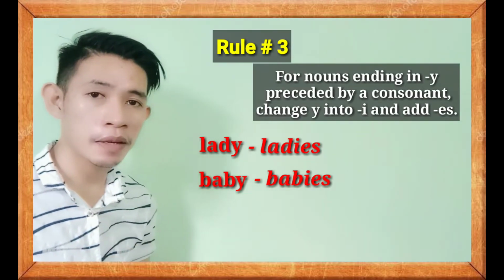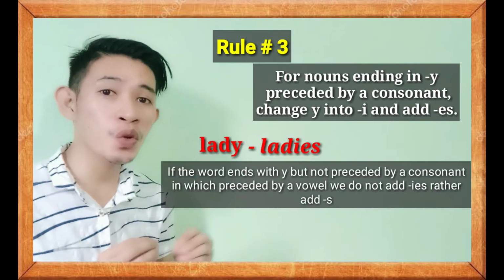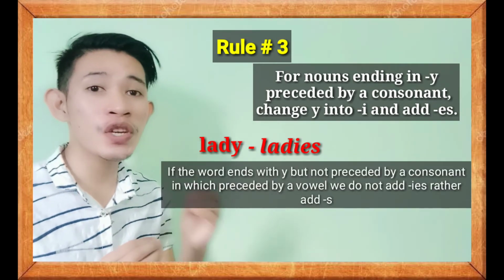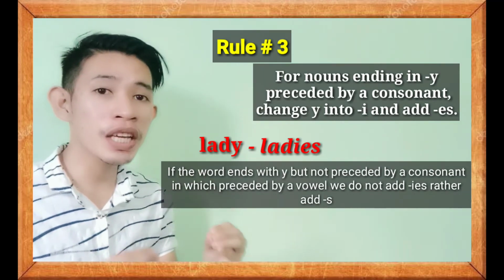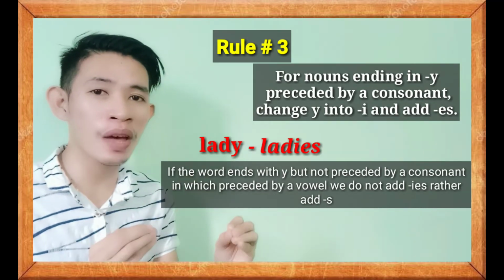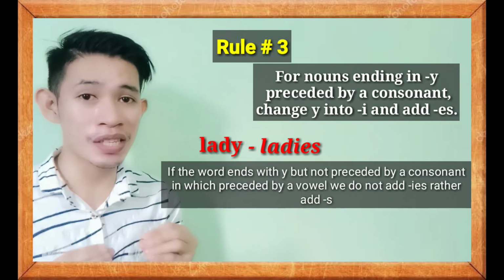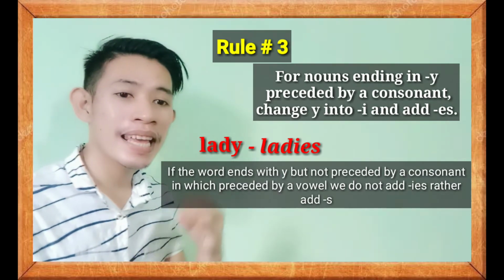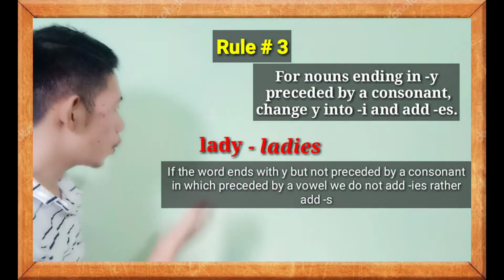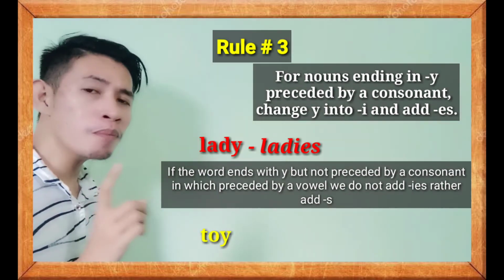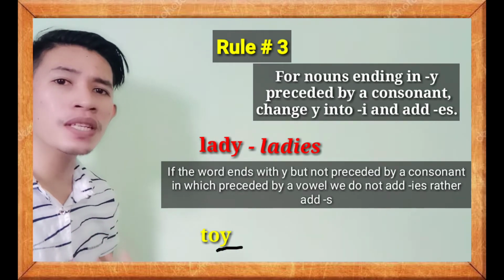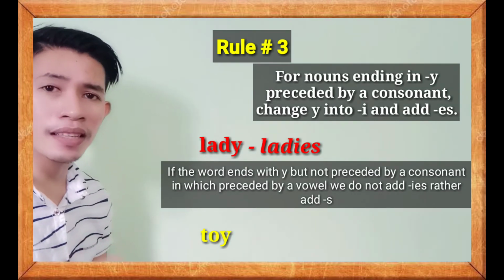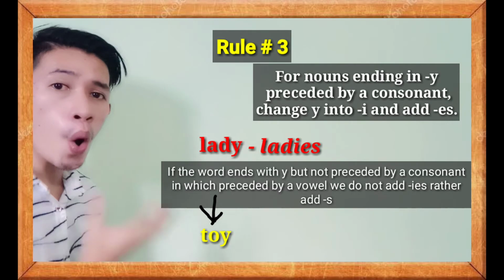a consonant. But if the word ends with Y that is not preceded by a consonant, in which it is being preceded by a vowel, we do not add ES. Rather, we add S. For example, toy. So from toy, it ends with Y. However, it is not preceded by a consonant. It is preceded by a vowel O.